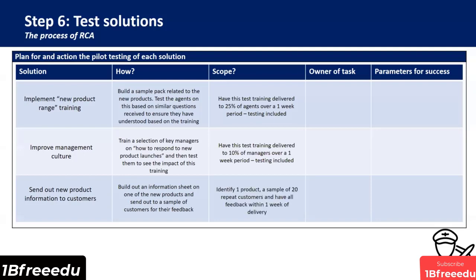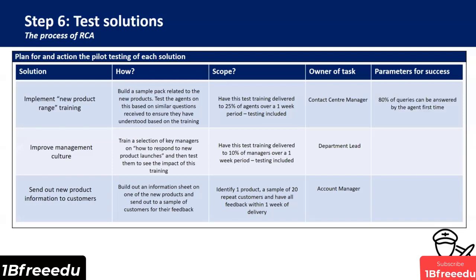You then need to give each task an owner. So for this example, we can say the contact center manager. And the person that owns the task is the person that needs to make sure that it's delivered as expected. They'll be the ones feeding back to the project manager or to the leadership team to say this is what's happened. They need to make sure the testing is complete and successful.